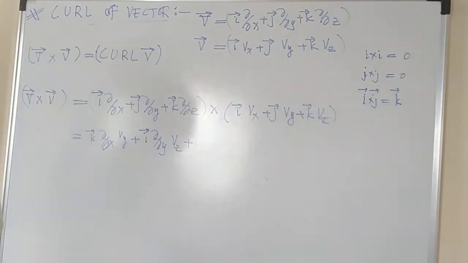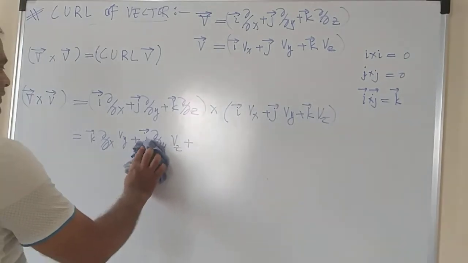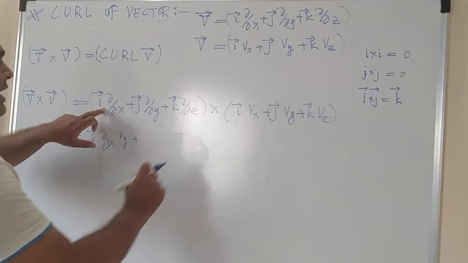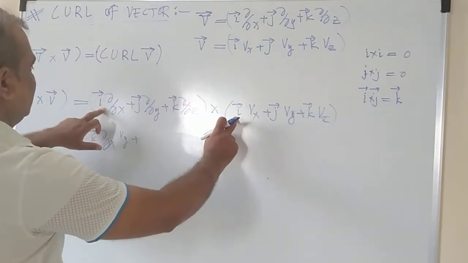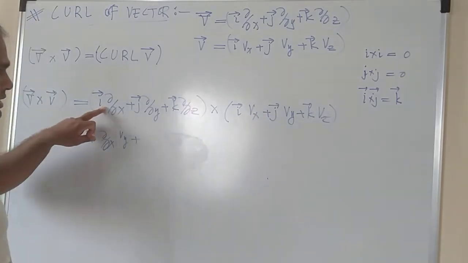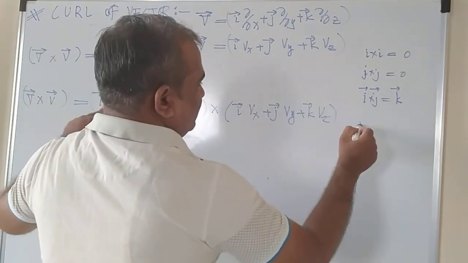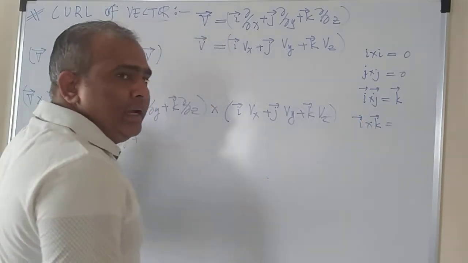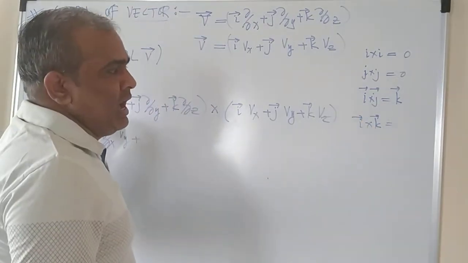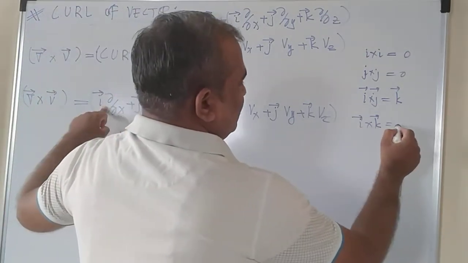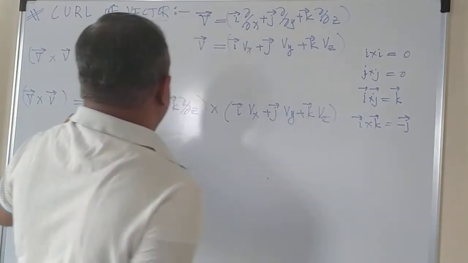Sorry, I think we'll go in a sequential way. So i cross i is 0, i cross j is k, and i cross k I need to consider. So i bar cross k bar, right? j cross k is a regular order, i cross k is a reverse order. So this will give you minus j bar, right?